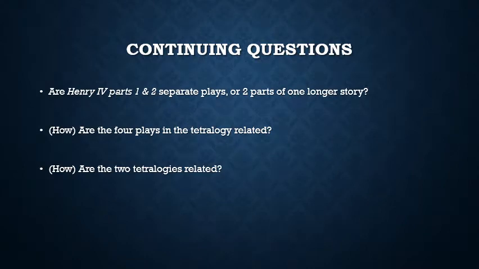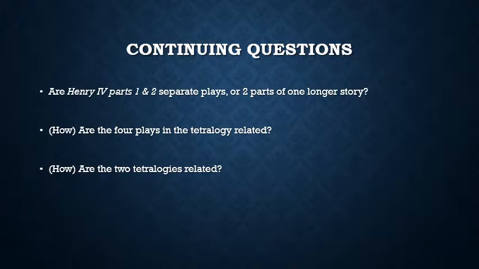So, some continuing questions that scholars still ask, and I'm going to center these primarily on the plays that we're focusing on, although we could modify them and ask them about many of the other plays as well. When we look at Henry IV, Parts 1 and 2, which we'll be reading in our class this semester, are they separate plays? Is Henry IV, Part 1 a single play and Henry IV, Part 2 a single play? Do they stand on their own? Or are they two parts of one longer story? And how do they change when we see them as separate versus together?